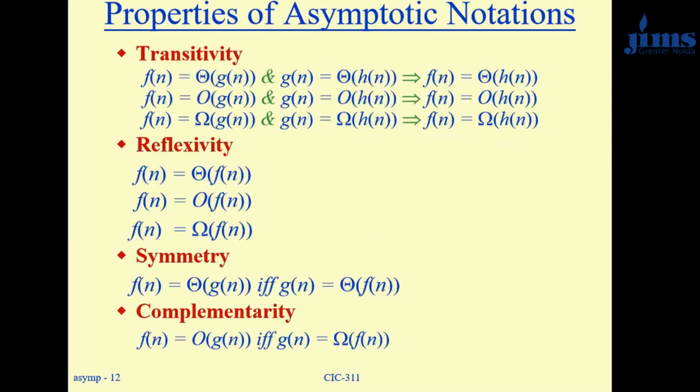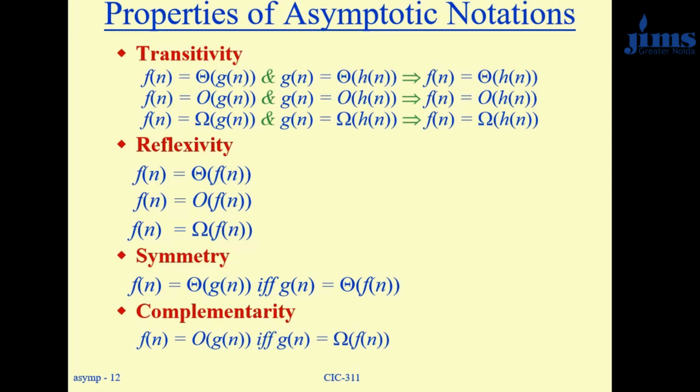Now, some of the properties of asymptotic notations. First, transitivity. When is a relation said to be transitive? If A is related to B and B is related to C, and under both these conditions we can conclude that A is related to C as well, then we say the relation is transitive. In this case, if f(n) = theta of g(n) and g(n) = theta of h(n), then if both criteria are satisfied, we can conclude that f(n) = theta of h(n) as well. So we say that theta is transitive.